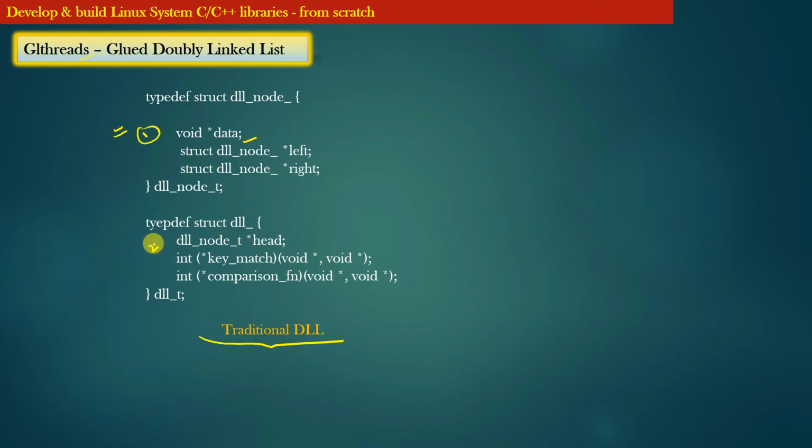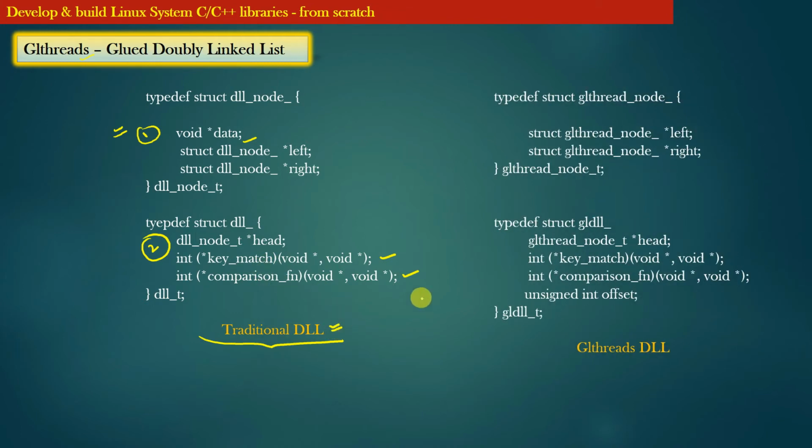And the second structure is the representation of a linked list itself. Now that you have already implemented a traditional linked list, I expect that you know how to define and design structures which represent a traditional linked list. Against this traditional linked list, on the right hand side is the definition of glue-based linked list. As I said, glue-based linked lists are called GLThreads.